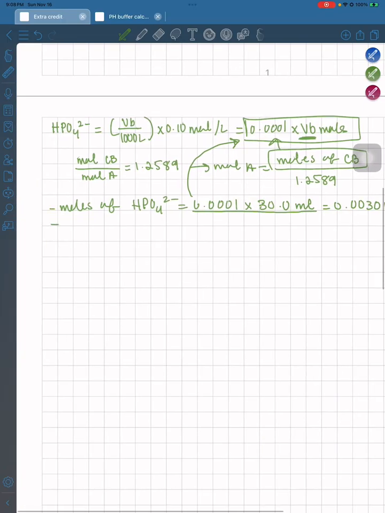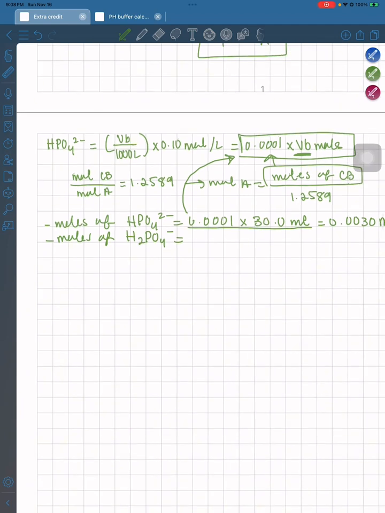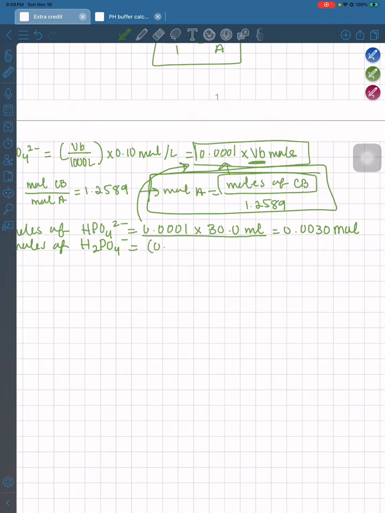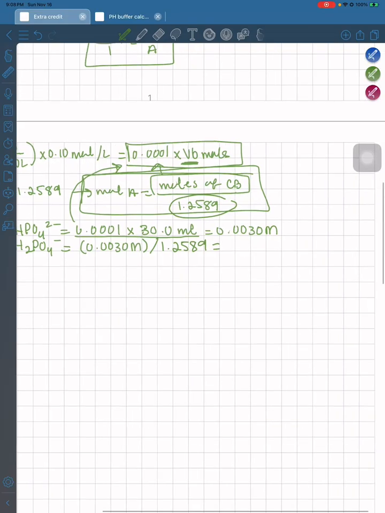Now to solve for moles of dihydrogen phosphate ion, we have this equation right over here, where our moles of acid is equal to moles of our conjugate base, which we just calculated as 0.0030 mole, and we divide that by this right here, 1.2589, and that's equal to 0.00238 moles.